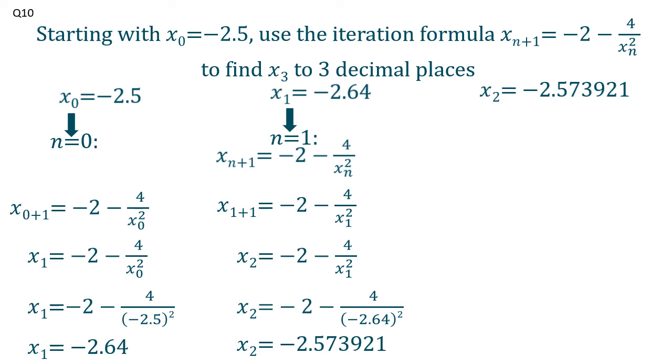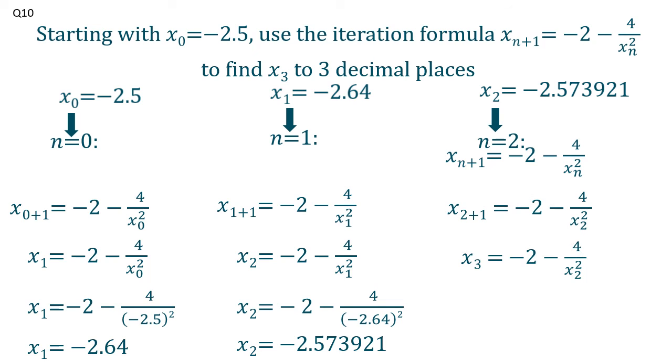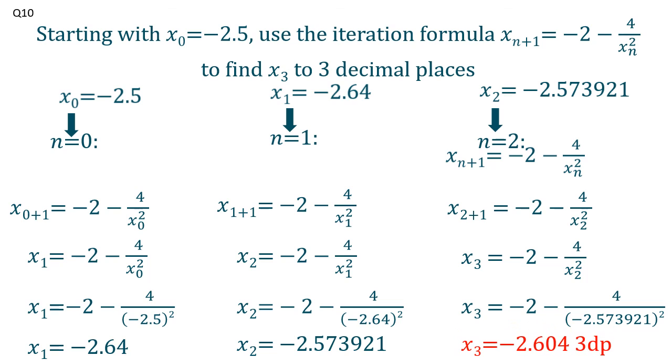Starting again with x2 equals minus 2.573921, we now use n equals 2. Substitute all the n's for 2 in the iteration formula. We know 2 plus 1 equals 3, so we can see we are calculating x3. We've already found that x2 equals minus 2.573921, so we can substitute that in. Putting this into a calculator, we get x3 equals minus 2.604 to 3 decimal places.